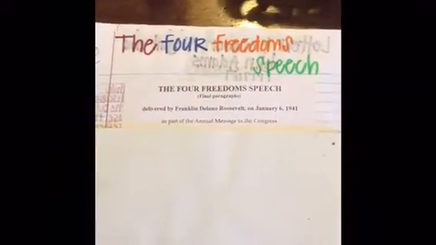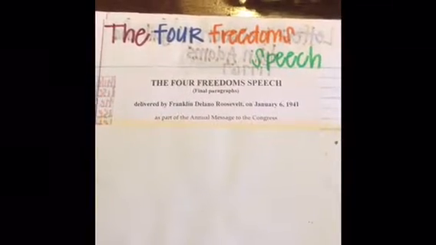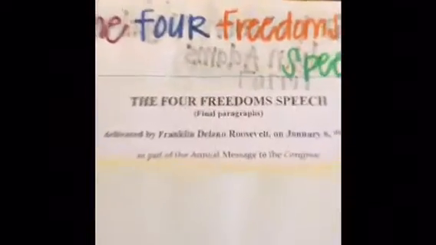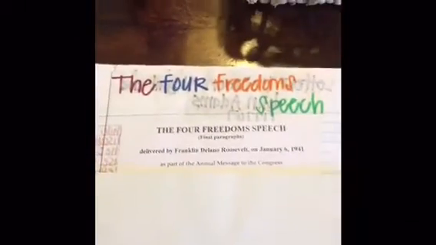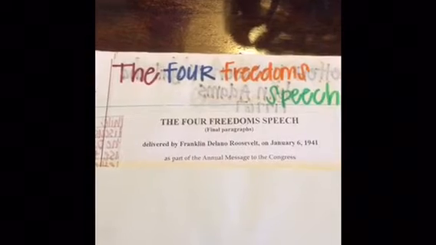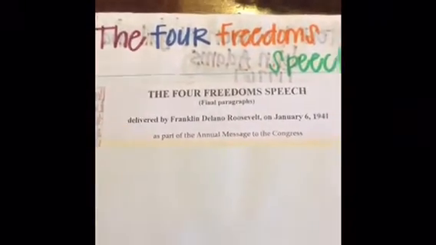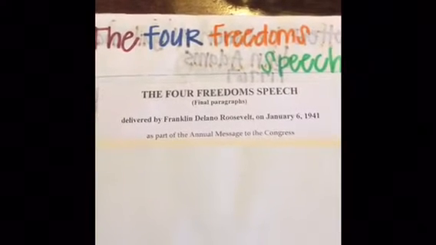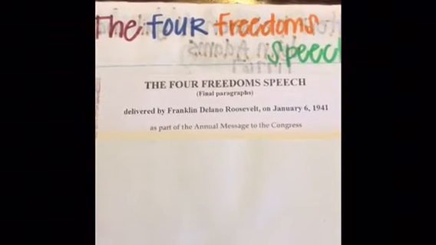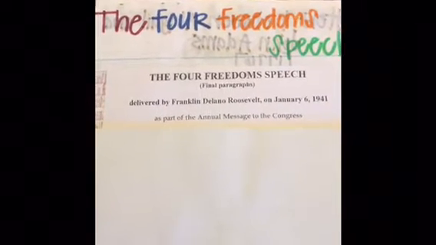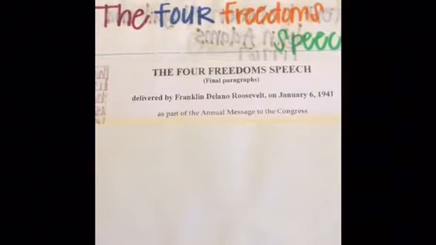All right, here we go. So each of you should have your own copy of the Four Freedoms speech. The Four Freedoms speech was given by who? Look closely. Franklin D. Roosevelt, the same person that you just did your KWL chart on. Great. If you look at the very top, it says, on January 6, 1941, as part of the annual message to the Congress. Now, what is it called when the president stands up in front of the entire country and gives a speech at the beginning of each year?